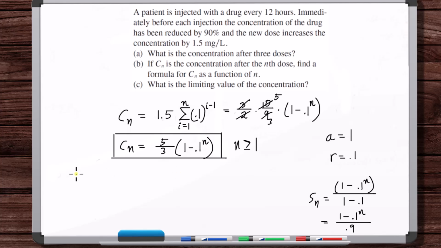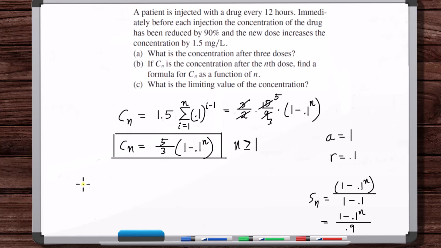All right, now part C: what is the limiting value of the concentration? So as the number of doses goes to infinity, what's the limiting value? Now, notice this is not asking us for an infinite series sum. We're looking at the limit of the sequence. C sub n is a sequence, so it's asking us what is the limiting value of the sequence.